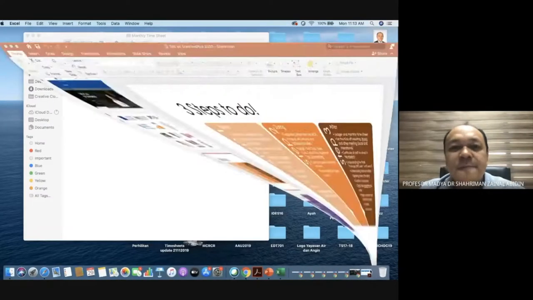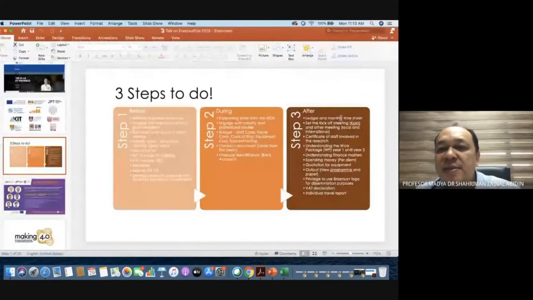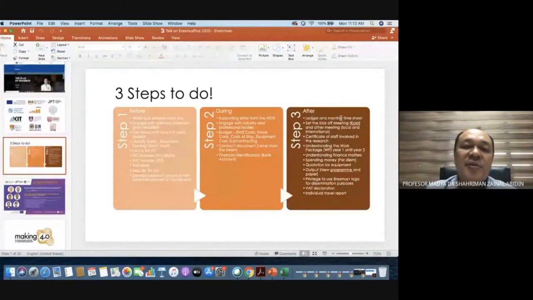Okay. Itu timesheet. Itu after receive a grant baru buat ledger dengan timesheet. Bukan buat ledger timesheet sebelum. Kalau masa sebelum tu you akan pening. Yang penting dapatkan grant dulu. Okay, and then you need to set the kick-off meeting.